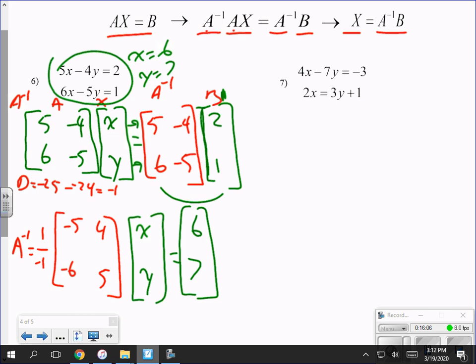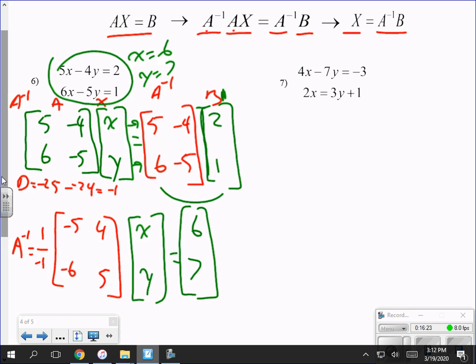Using matrices to solve a system of equations, is it really the best way to solve a 2x2? No, it's not the best way to solve a 2x2, but it does work. We will use it for larger things later. Ooh, previews. Okay.